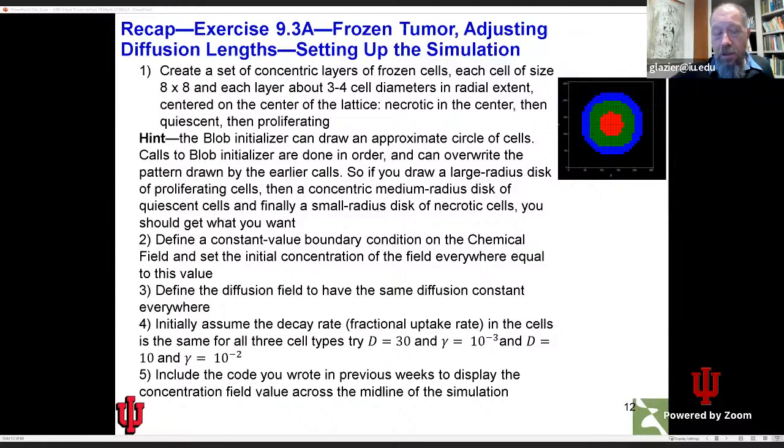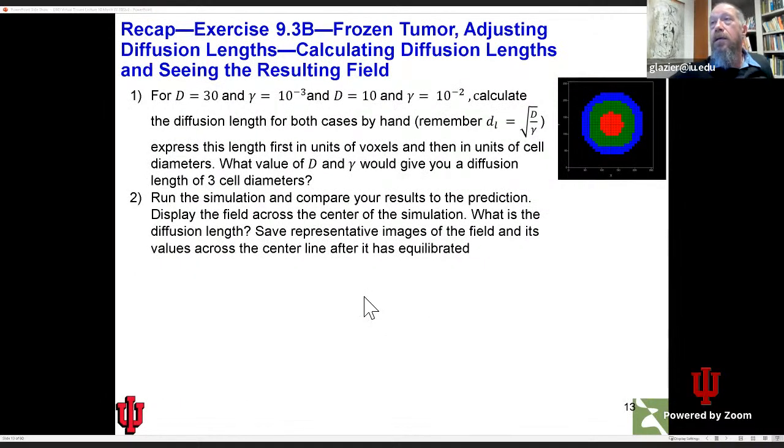Okay. All right. So let's go ahead then and now try to remember what the diffusion lengths are. The diffusion length is the square root of the diffusion constant divided by the decay constant. And so for D equals 30 and gamma is 10 to the minus third, and D equals 10 and gamma equals 10 to the minus 2, what are the diffusion lengths for those two? Somebody want to just give me the numbers or not? The answer is there right away.